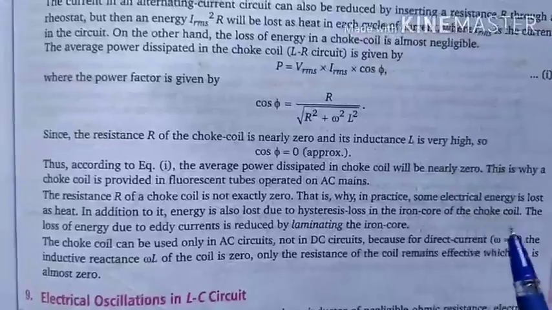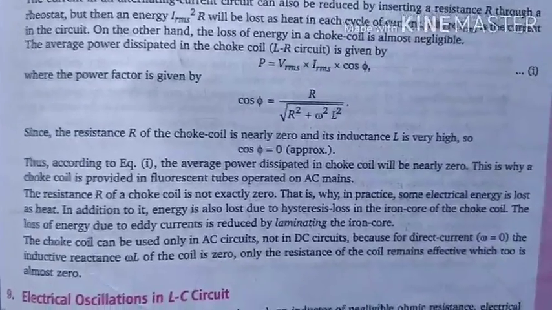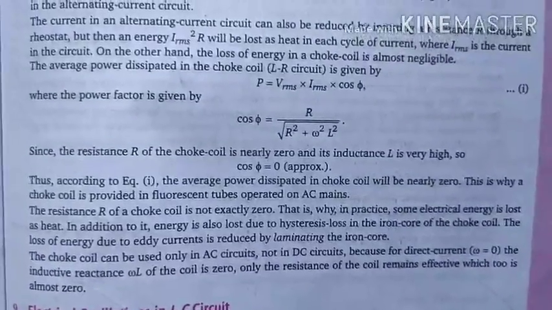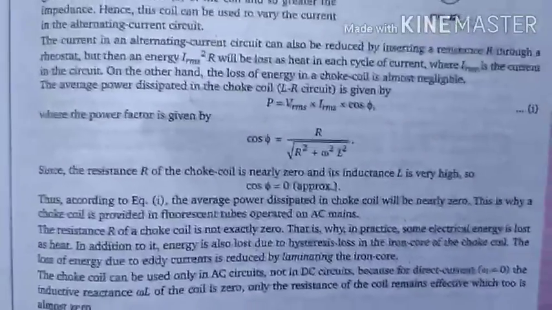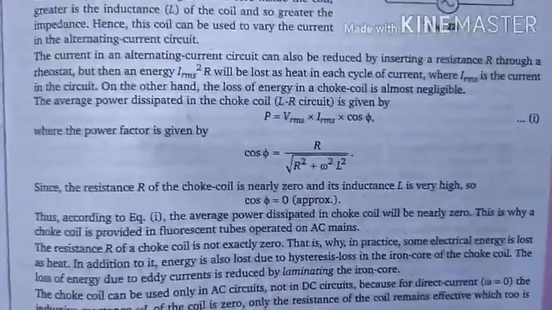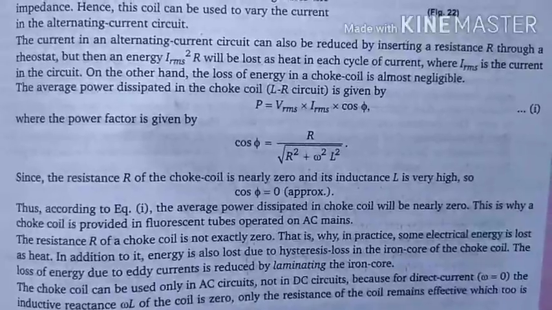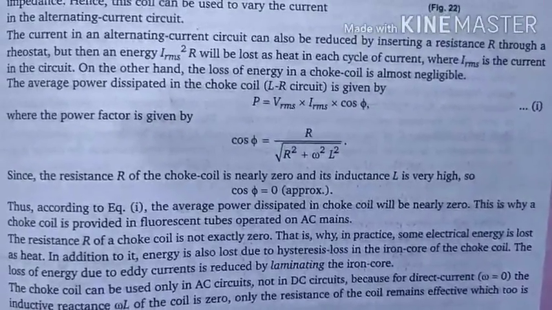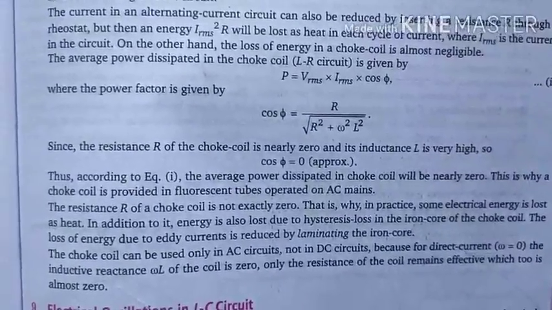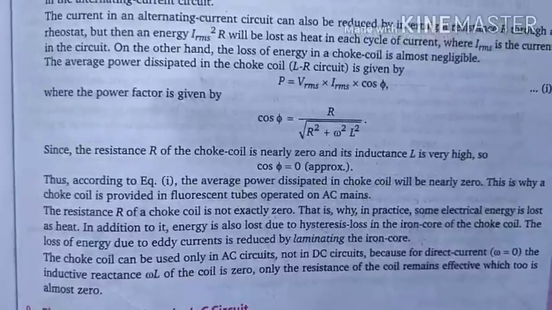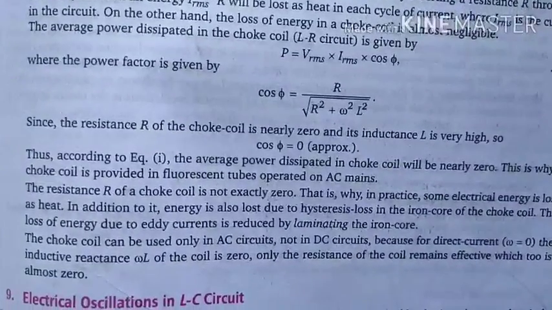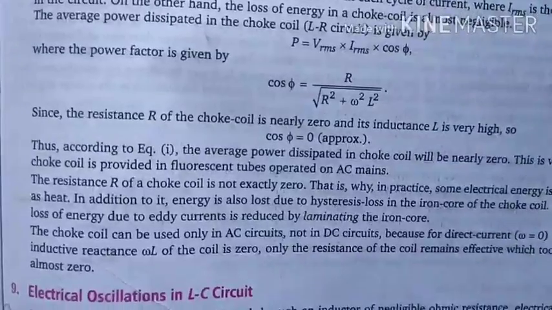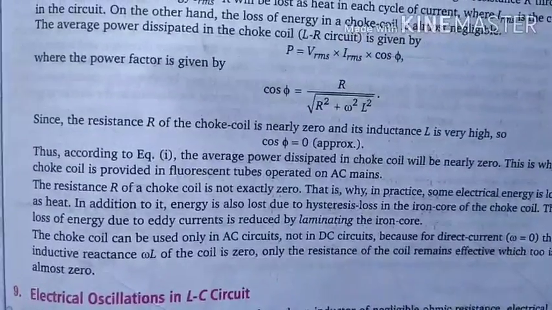The loss of energy is also there due to eddy current. So usually we use insulated copper wire in the choke coil, because insulated copper wire can help in reducing the eddy current, as you have studied before. Therefore we use insulated copper wire and a laminated iron core.